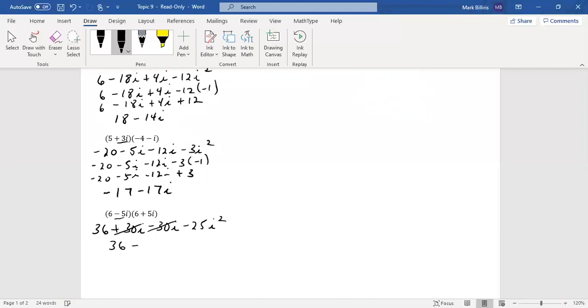So now I'm going to go ahead and simplify further. So remember, i squared is negative 1, so we have 36. Negative 25 times negative 1 is positive 25. And 36 plus 25 is 61. So there's two things here. Again, when we multiply a factor times its conjugate, there won't be a middle term, nor will there be an i left in the answer. So our answer will be a rational number always.